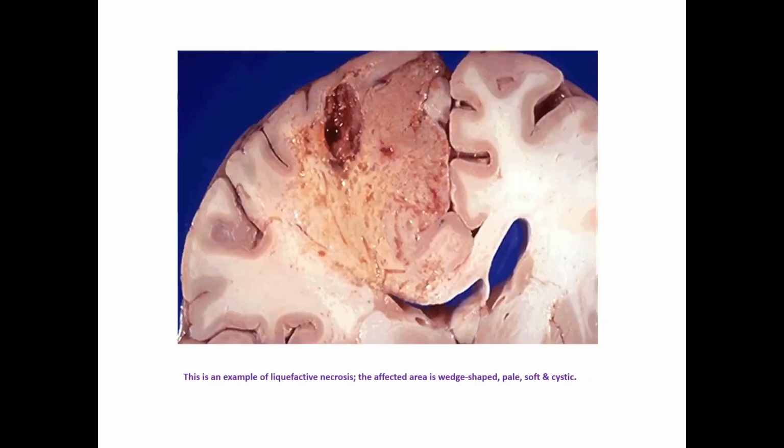This is the gross appearance of a section taken from the brain, which represents a liquefactive necrosis. Here the affected area is wedge shaped, you will see this triangle, and pale, soft and cystic. And in the upper margin of the brain there will be a sloughing of the tissue of the brain or the parenchyma due to the liquefactive action of the bacteria that liquefy the debris and liquefy the damaged cells, and during sectioning it will be sloughed out, leaving this excavation or cystic space or the cavity inside the brain tissue.